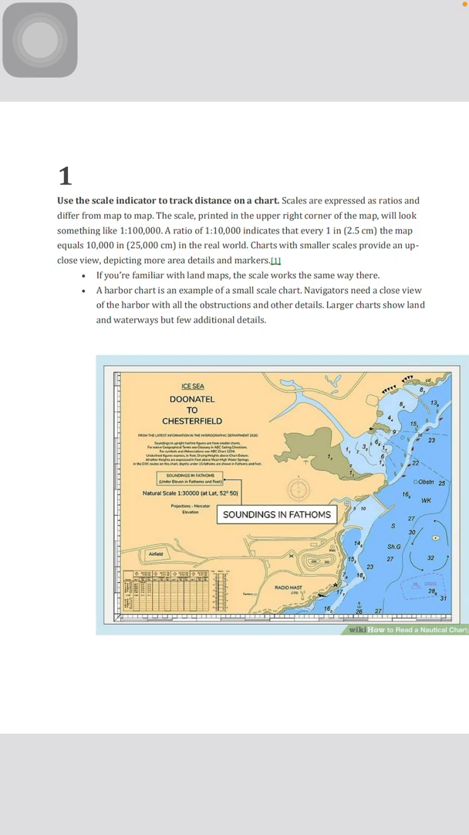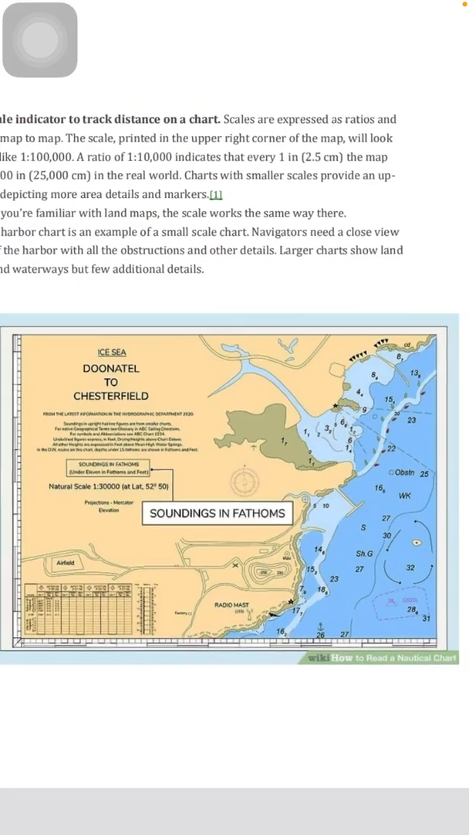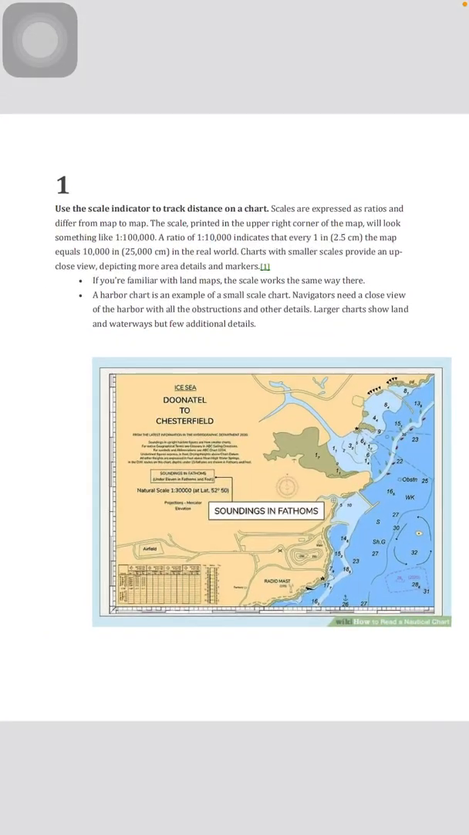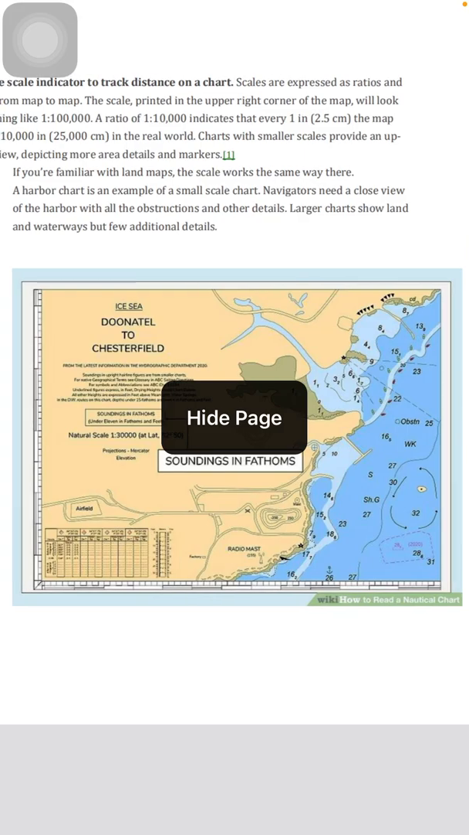Charts with a smaller scale provide an up close view, depicting more area details and markers. If you're familiar with land maps, the scale works the same way there. A harbor chart is an example of a small scale chart. Navigators need a close view of the harbor with all the obstructions and other details. Larger scale charts show more water but few additional details. So this is an example of the chart.